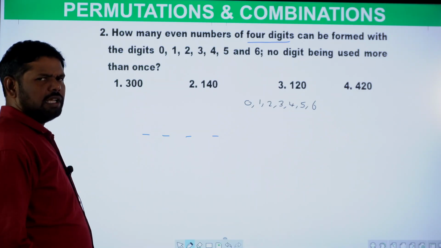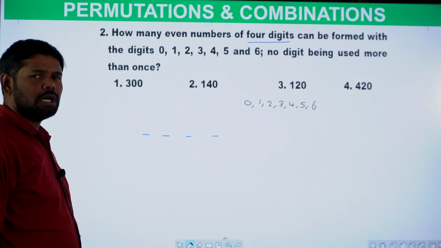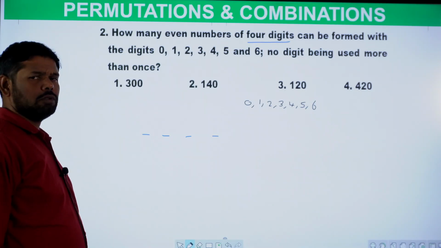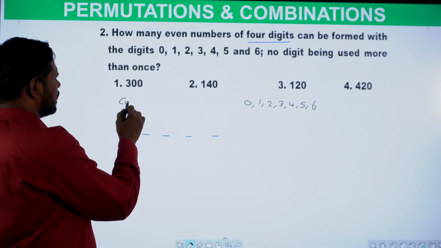Suppose even numbers ending with 0, and other than ending with 0. In 2 cases I am going to solve this question.